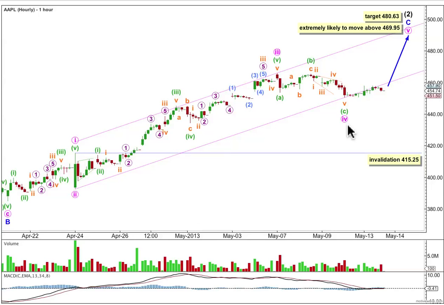If the fourth wave were to continue further sideways as a double flat or maybe a combination, then it can't move into wave 1 price territory below 415.25. But it's extremely likely that it is over here, because were it to continue further sideways, it would start to look very out of proportion, even more so than it already is. So I'll be expecting overall upwards movement with a bit of a decrease in momentum for the next week, maybe a week and a bit, towards this target.